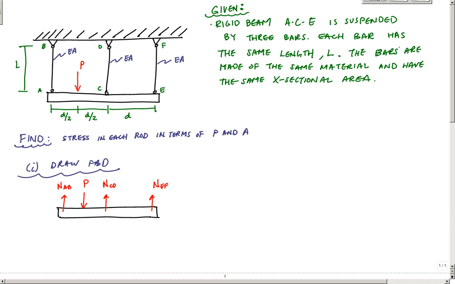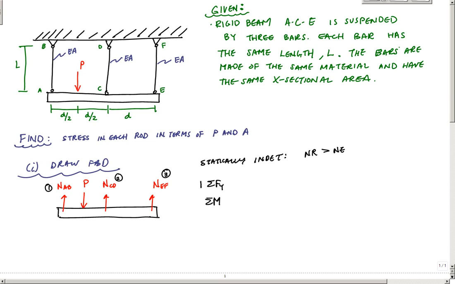And I would look at this and I see already that this is what is called statically indeterminate. And the reason it's statically indeterminate is because I have one, two, three unknowns, but only two equilibrium equations. So my number of reactions is greater than my number of equilibrium equations. The only two I have available to me are the sum of the forces in the y and the sum of the moments about a point.